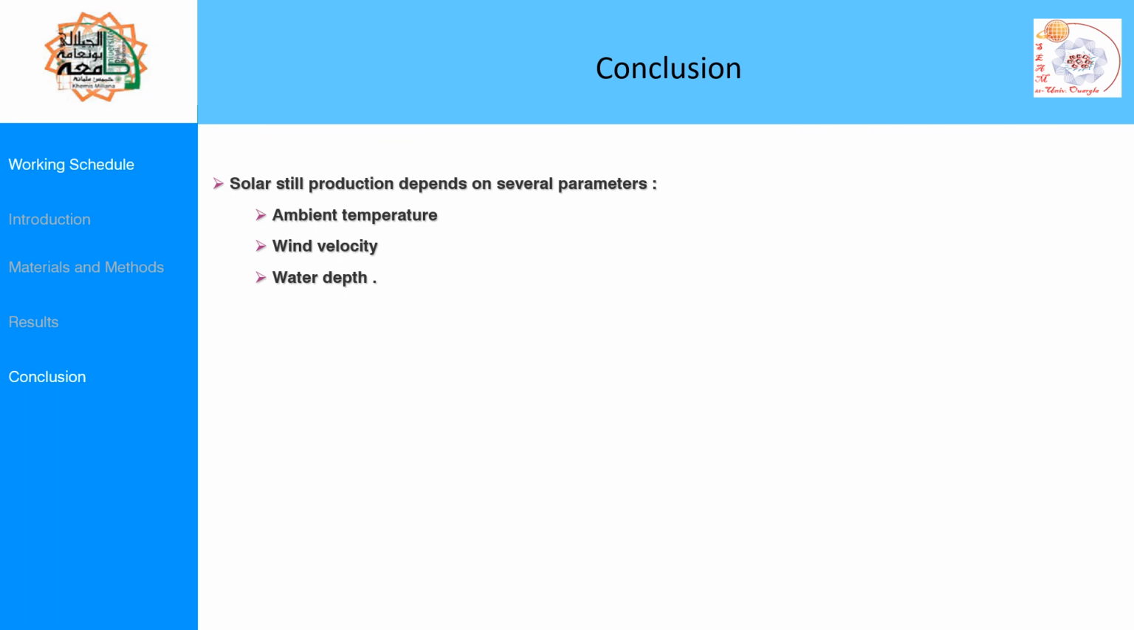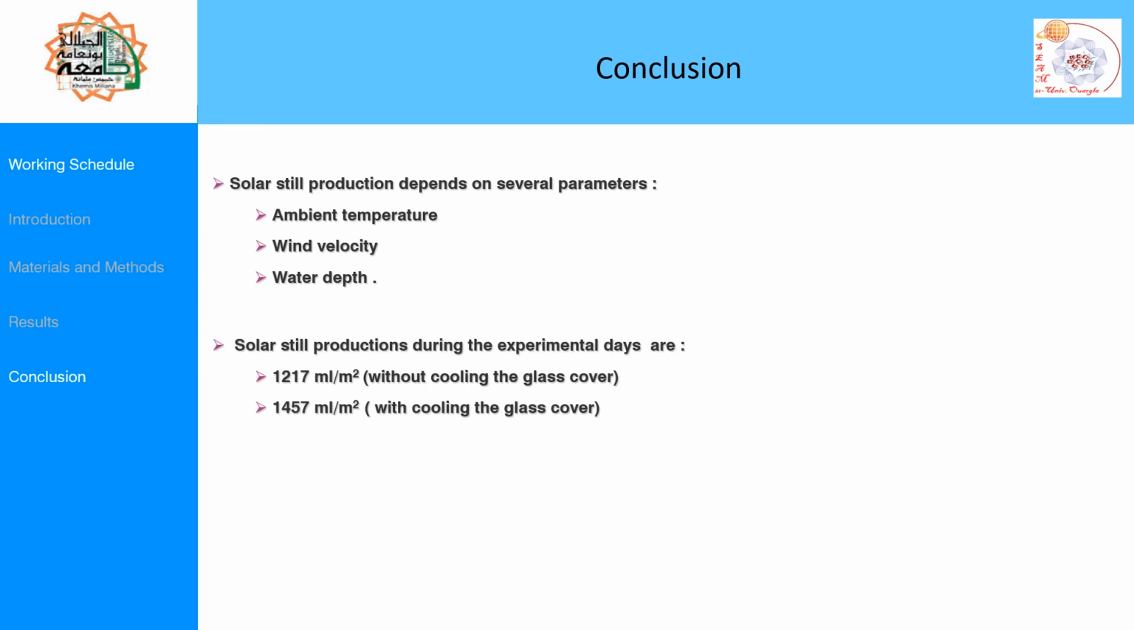We can conclude that solar still production depends on several parameters such as ambient temperature, wind velocity, and water depth. Also, solar still production during the experimental days was 1,217 milliliters per square meter in the case without cooling the glass cover and 1,457 milliliters per square meter with cooling the glass cover. The radiative cooling of the glass cover of the solar still increases the production by 240 milliliters per square meter per day. It means 20%.